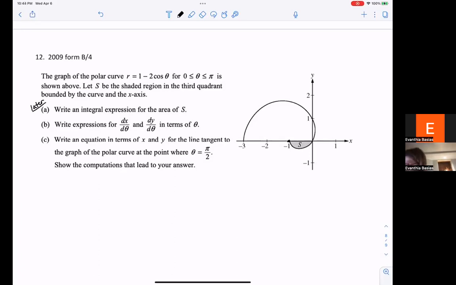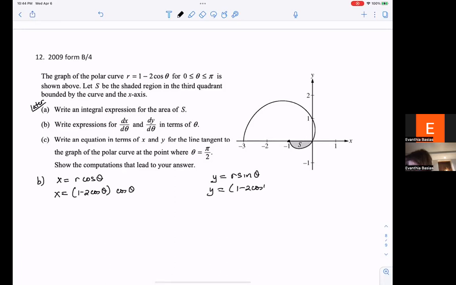Okay, but be that as it may, it looks like they graphed it in the rectangular coordinate system, but imagine the rectangular coordinate system overlapped with the polar system, and we would get that curve. All right, so anyway, they say to write expressions for dx d theta and dy d theta. So this is just like the problem we did. So let's do it. x equals r cos theta, y equals r sine theta. x equals r, 1 minus 2 cos theta, times cos theta, y equals r, which is 1 minus 2 cos theta, times sine theta.